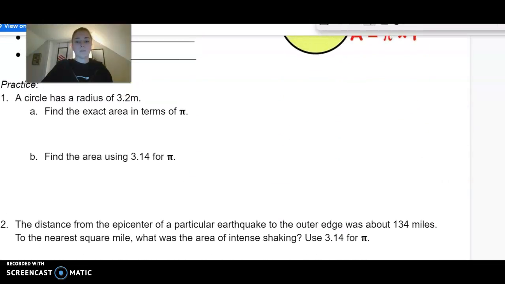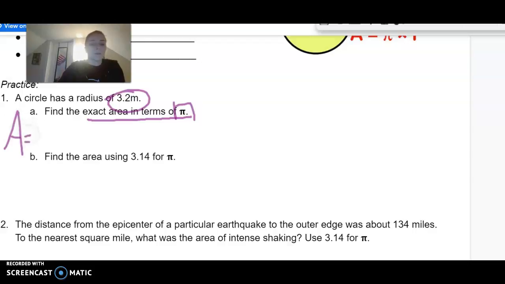Alright, for practice problem number 1. A circle has a radius of 3.2 meters. Part A is asking us to find the exact area in terms of pi. That means that we are keeping our pi symbol when we solve. So we have area equals pi times radius r squared. Okay, so we're going to plug in our 3.2 for our radius. We have pi times 3.2 squared.